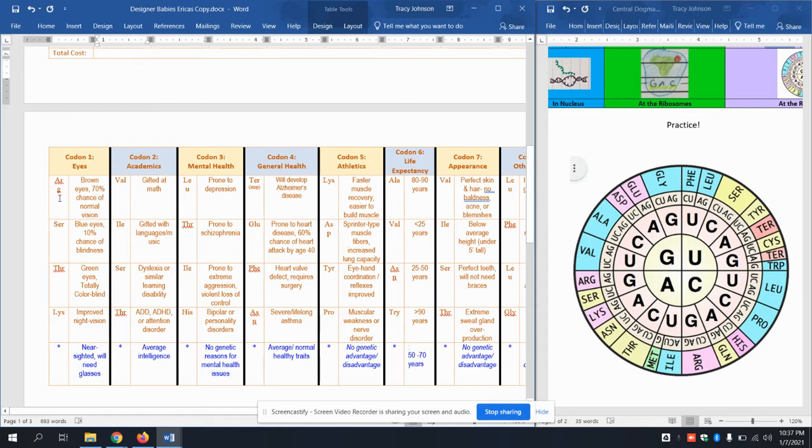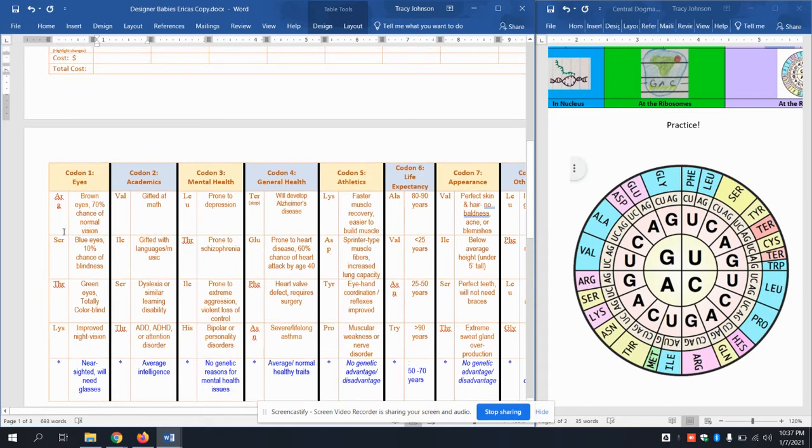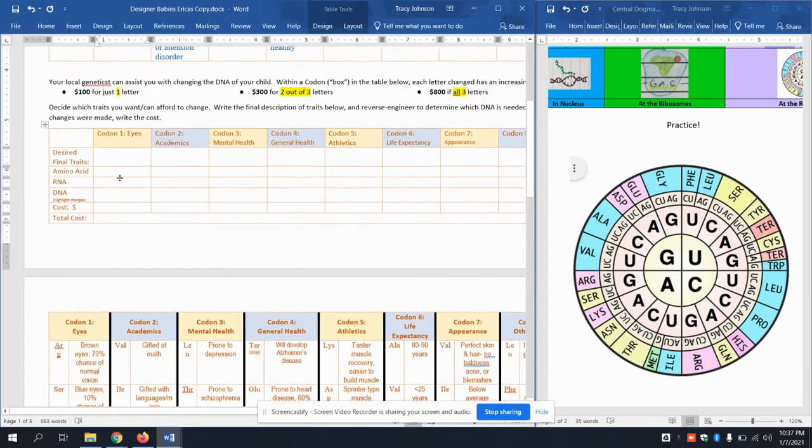I don't want those brown-eyed kids. I want a blue-eyed kid. That's what I want. So I'm going to want blue eyes. So my desired final trait, blue eyes. The amino acid that codes for blue eyes is right here, ARG, arginine.